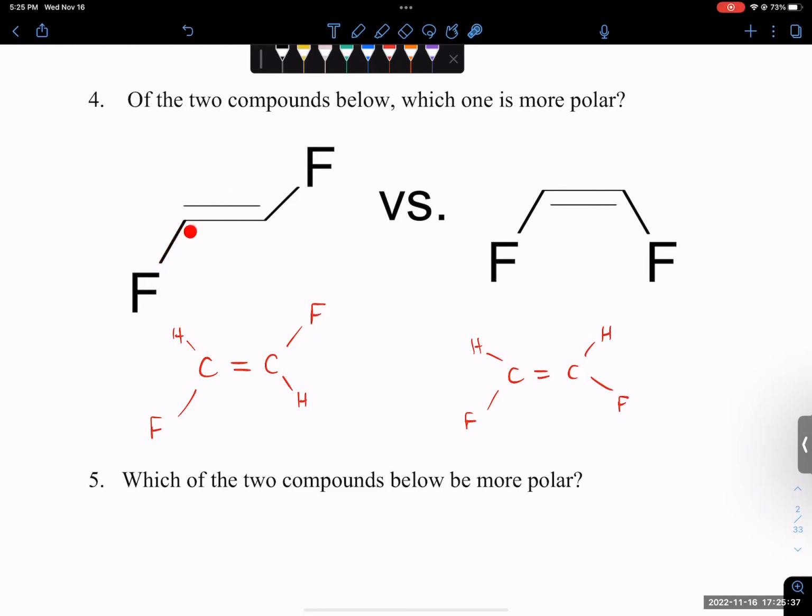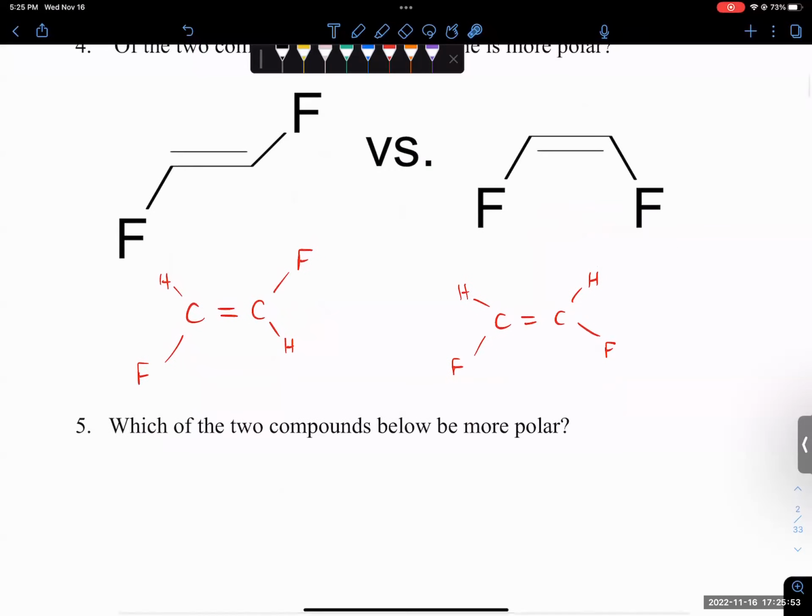The substituents are on opposite sides of the double bond. And this is called a cis, meaning the substituents are on the same side. So cis is the same way.